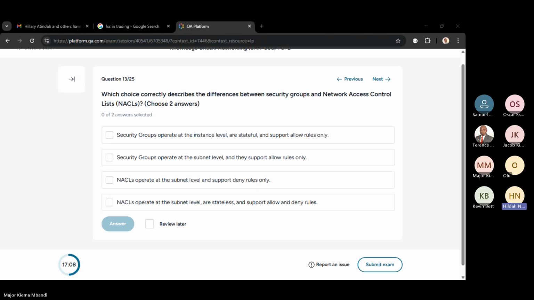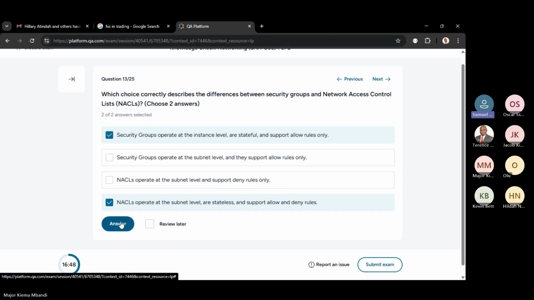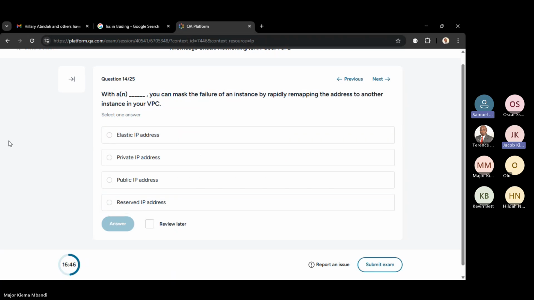Okay, then the last one is correct. D and A. I'll go with D and A. All in agreement? Yes, no contention on my side. Yep. So next is Kevin.